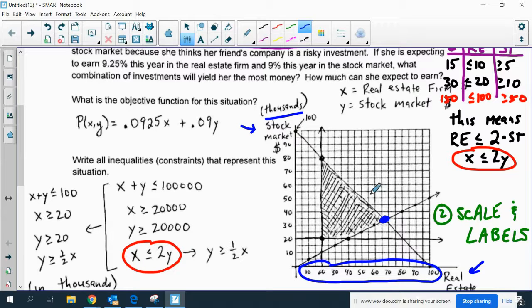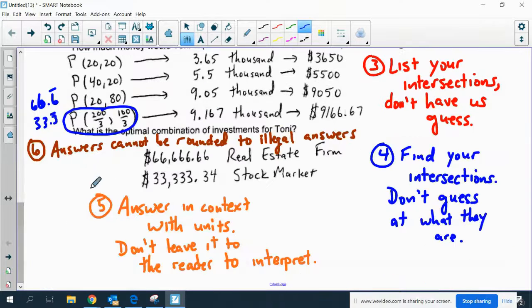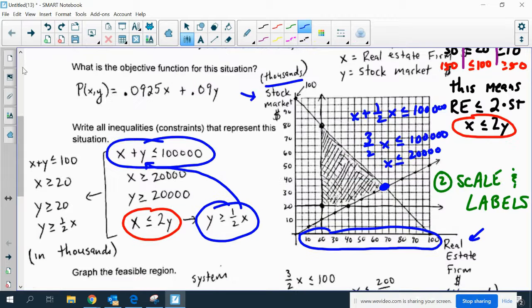So how can you find them? Well, you know that it's the intersection of this line and this line. So you can actually make a substitution. Take 1/2 x, plug it in for y. So you get x plus 1/2 x is less than or equal to 100,000. 3/2 x less than or equal to 100,000. Then you solve, you get x is less than or equal to 200,000 over 3, which if you're in thousands would be 200 over 3. So you can actually solve these things. You don't have to just guess.